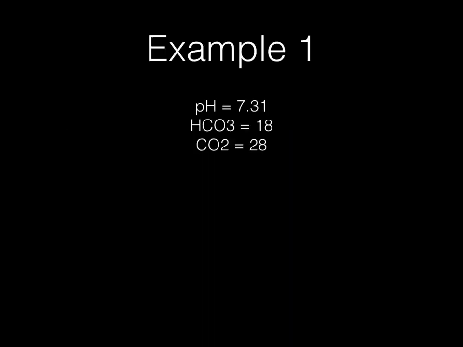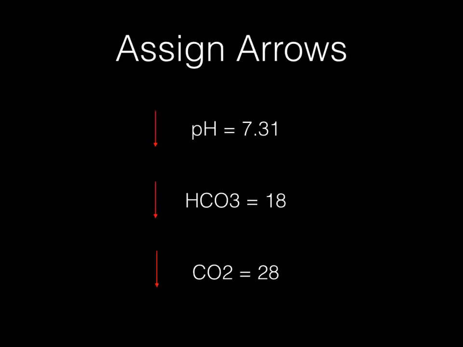So here's example one. You're given a patient and these are his values. He has a pH of 7.31, he has a bicarbonate of 18, and he has a carbon dioxide of 28. So the first step we said was to assign arrows. So given that we know the normal values for each of these three variables, we need to then decide how does this patient's values deviate from normal. So when we do that, here's what we see.